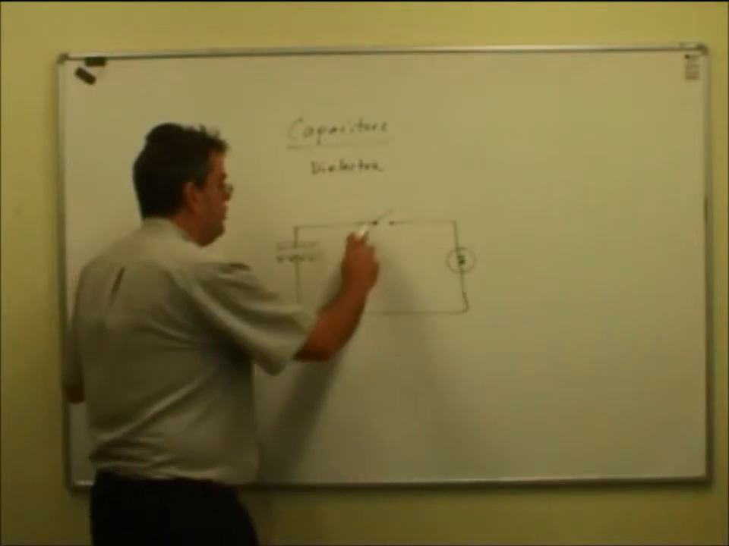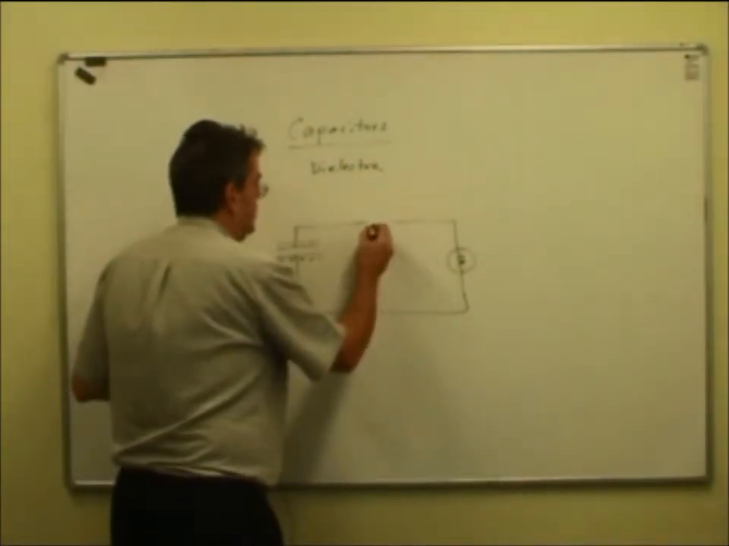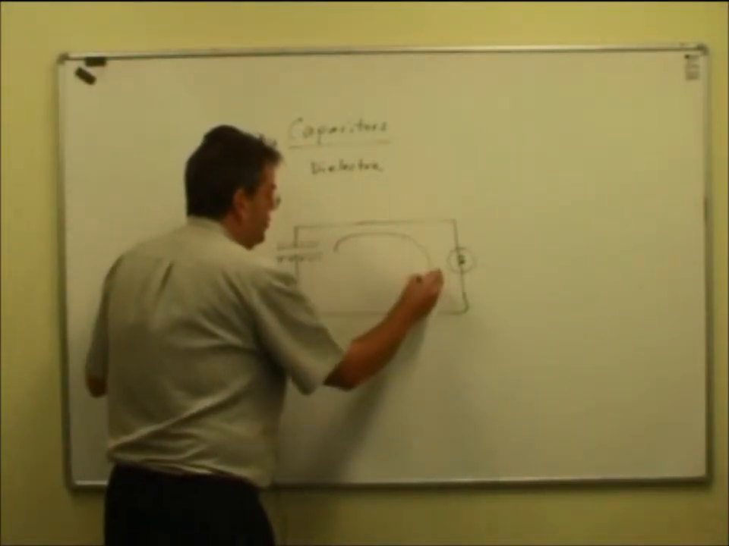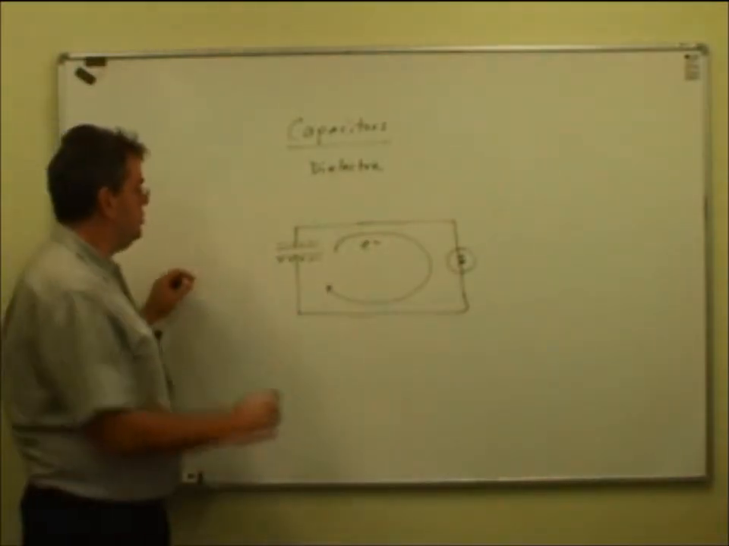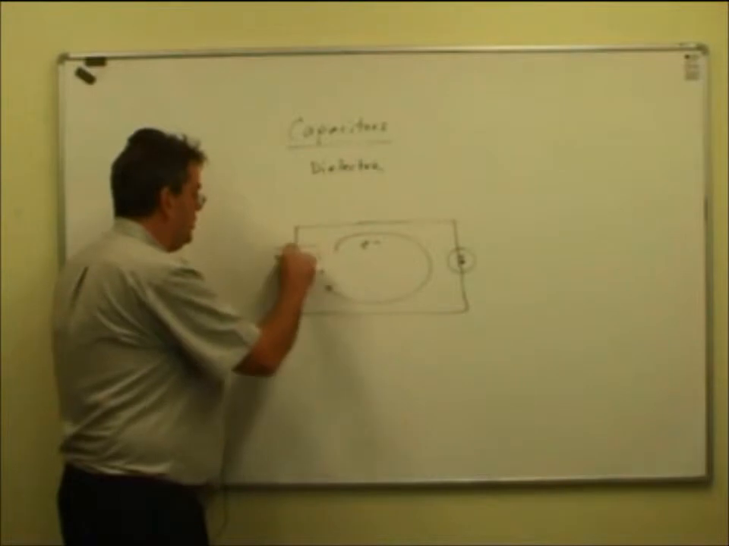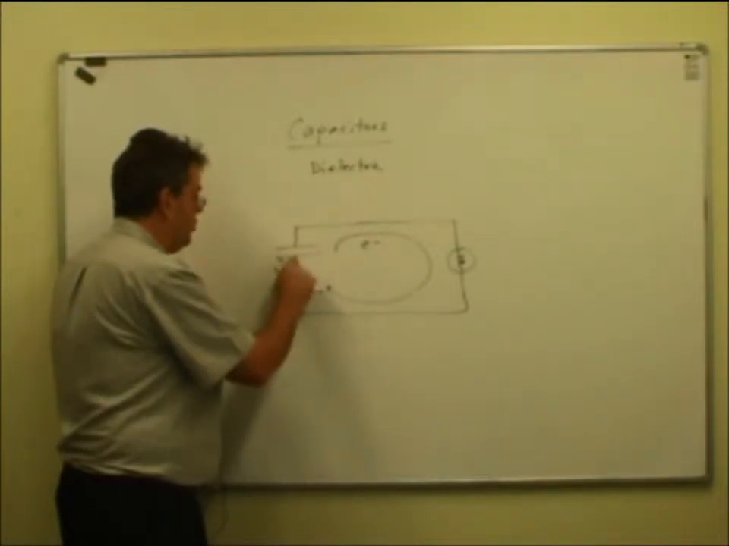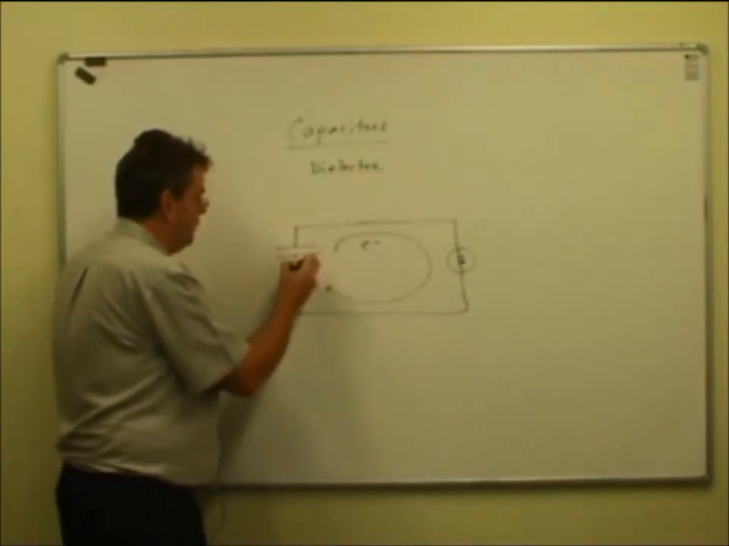So what happens is you close the switch, you get a flow of electrons around the circuit until the charge is all gone and it's equal on both sides. So the bulb will light for a little bit and then go out.